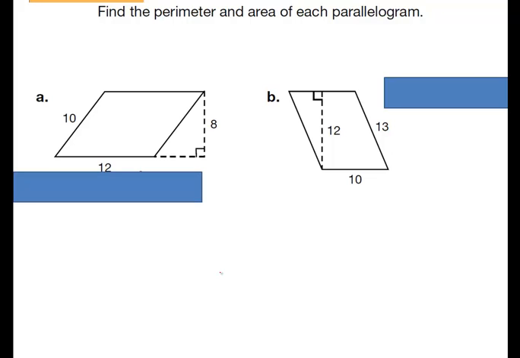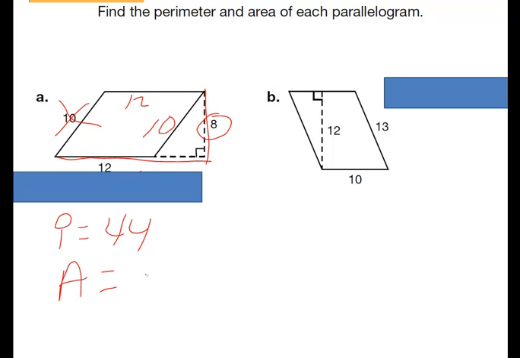Okay, with A here, I have 10 on this side, so this will be 10 also, and this will be 12. That's going to be my perimeter. 12 and 12 is 24, 34, 44. So for A, my perimeter is equal to 44. Now, for my area, I don't care about this 10 because it's not perpendicular. I have to look at this 8. I'm going to take 12 times 8, and that's 96. So my area is going to equal 96. Let's make it meters squared. We'll make the 44 meters.